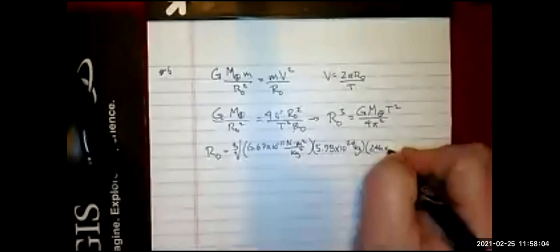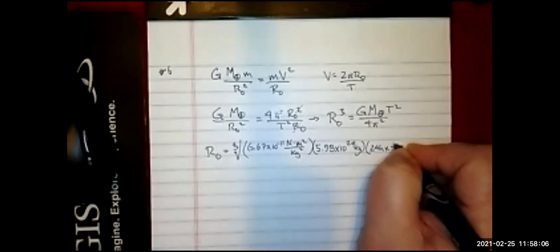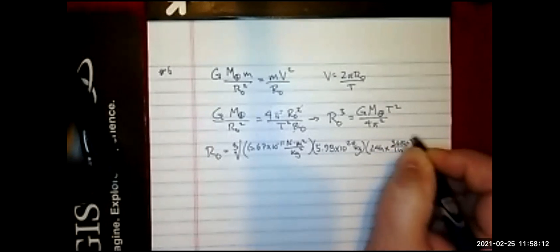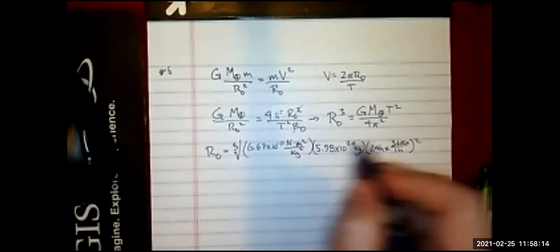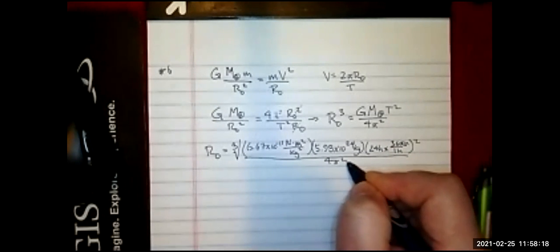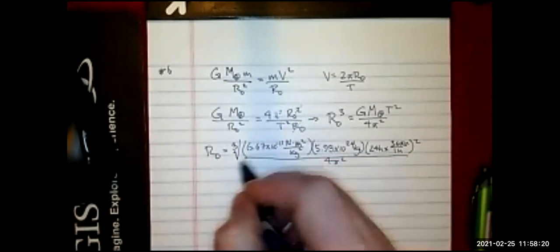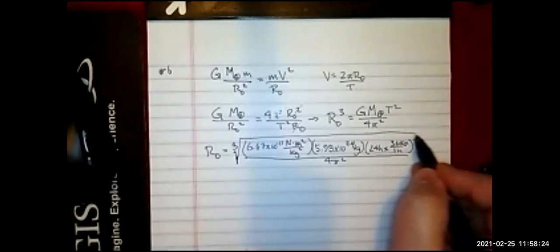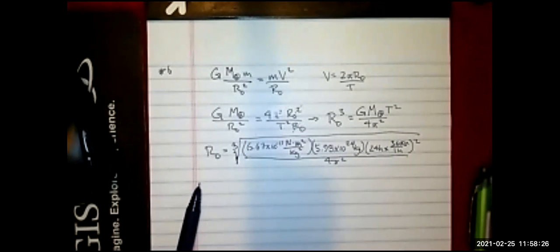But I want to say 24 hours times 1 hour per 3,600 seconds. And that quantity will be squared. And then all this will be divided by 4 pi squared. I think I got all my math right there. Notice this cube root goes all the way down, includes that thing in the denominator. So now I'm going to calculate all that. And then I got to remember to subtract the radius of the Earth from it.